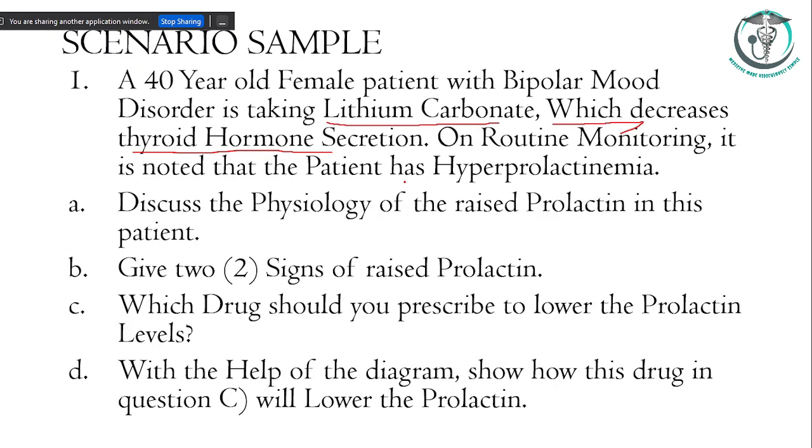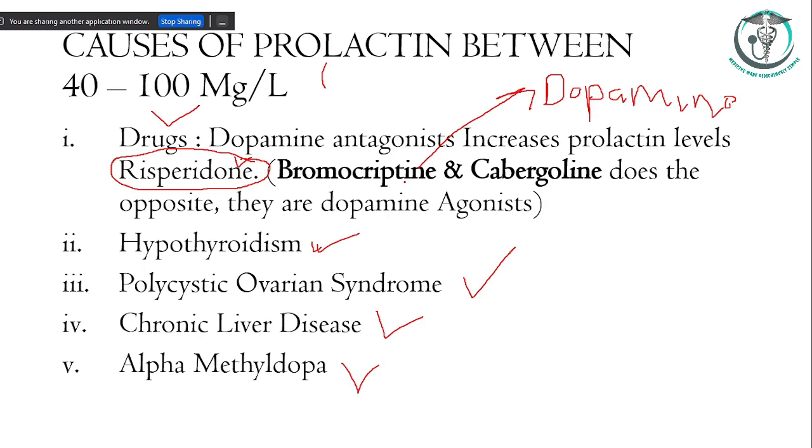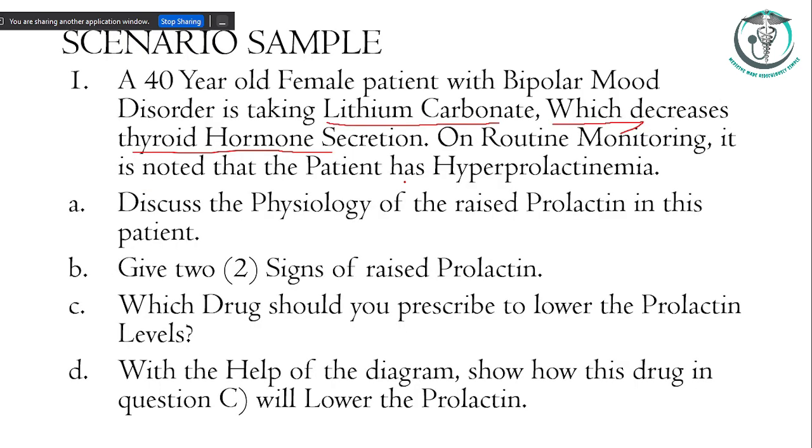With the help of the diagram, show how this drug in question will lower the prolactin. So it's a matter of drawing the negative feedback, how it will go and inhibit the pituitary cells from producing prolactin. That's what they wanted here. That is my diagram, but instead of it coming from the pituitary, it's a drug that will just inhibit the pituitary, with a negative sign going to the pituitary, like that.